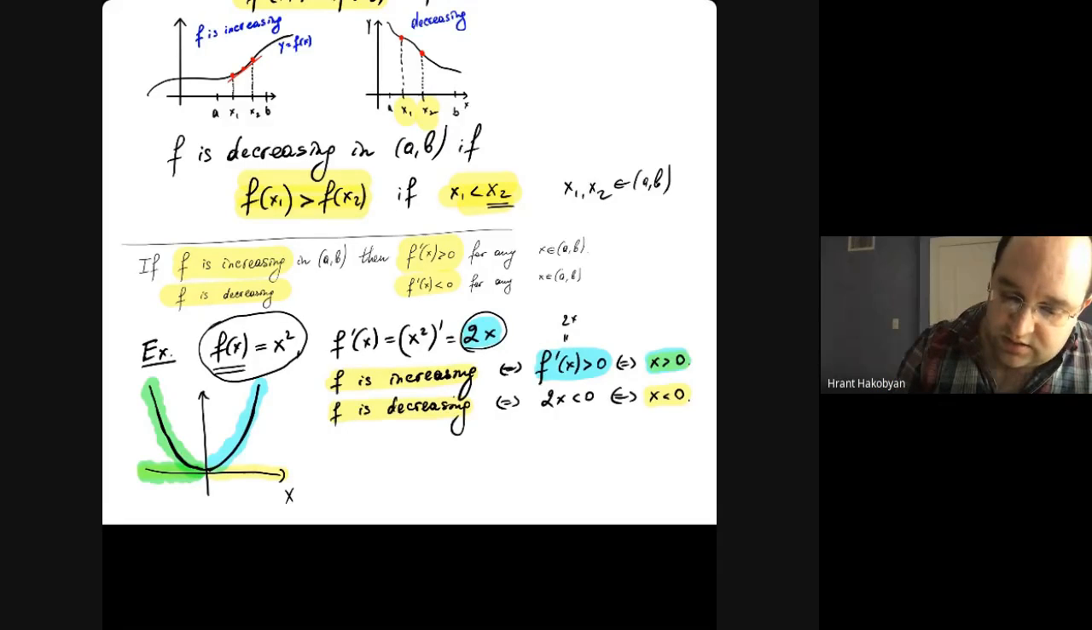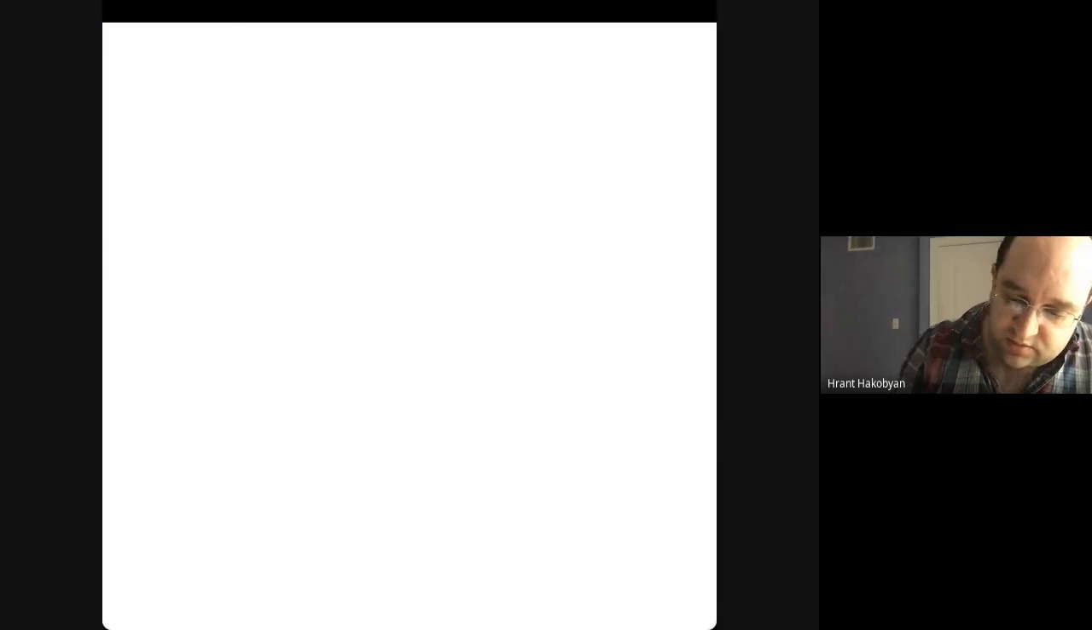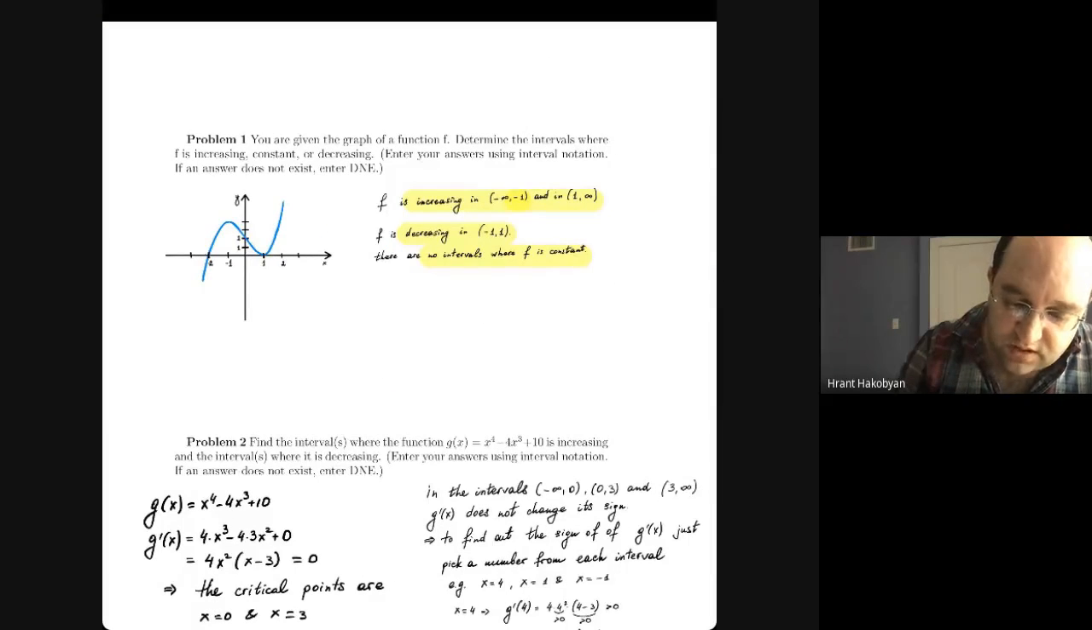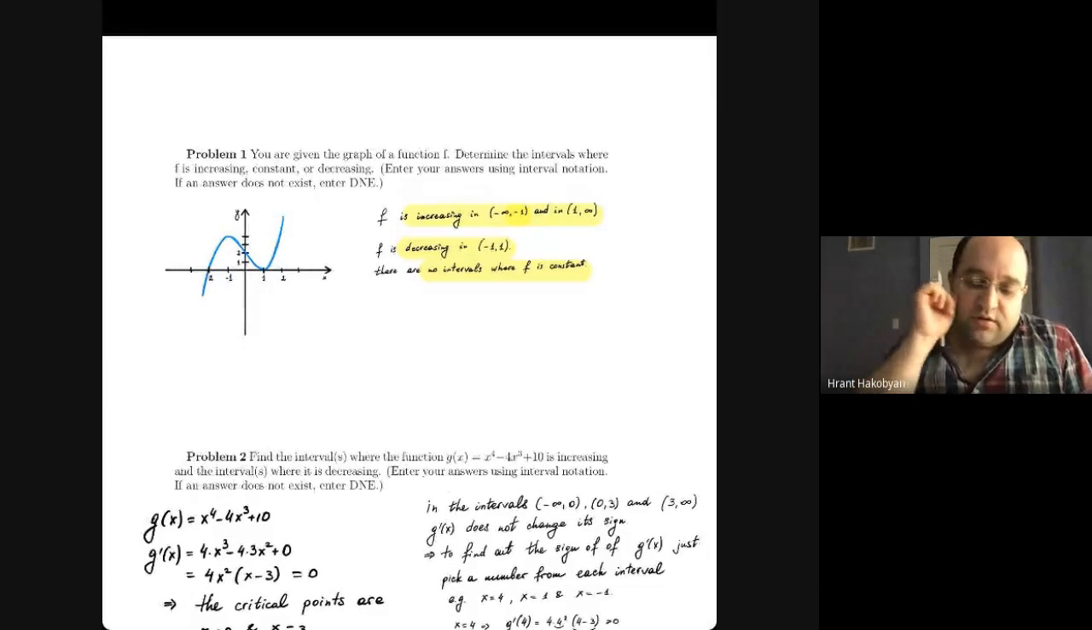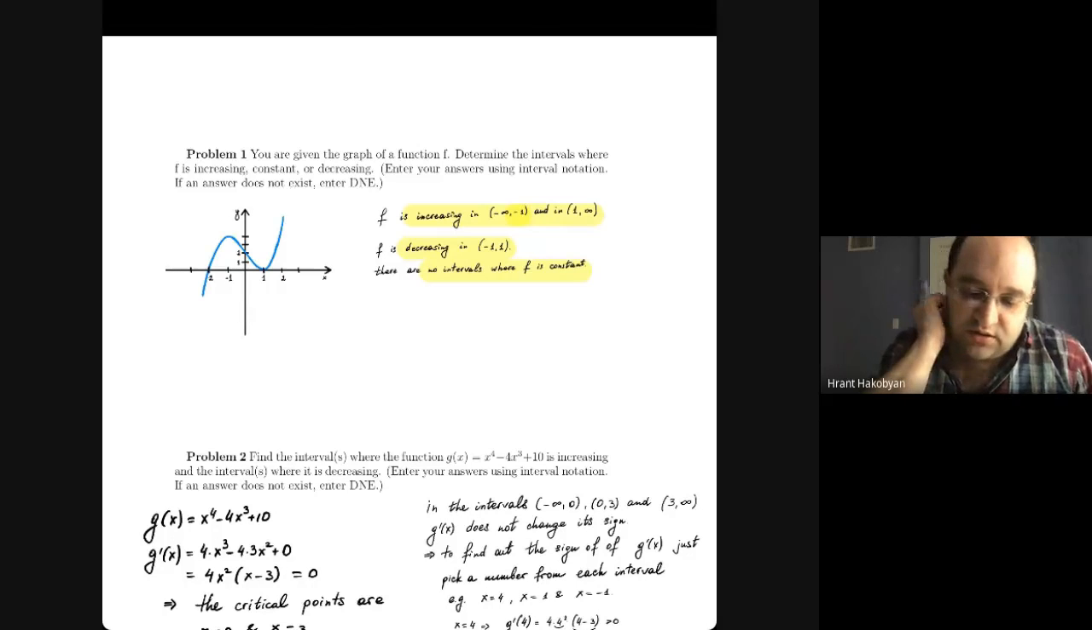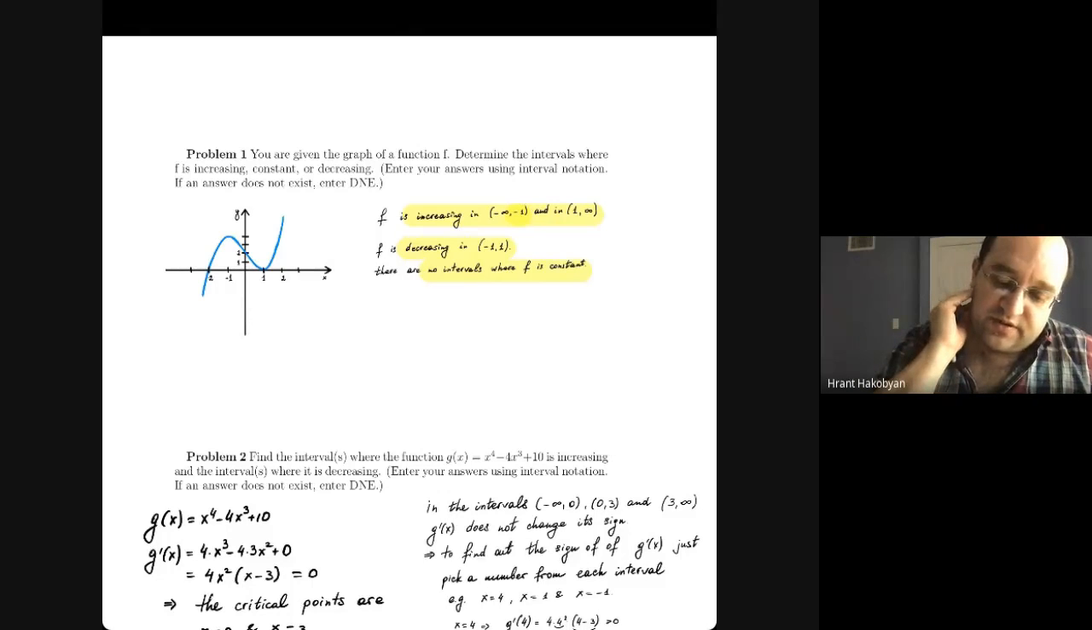Okay. So let's do a similar example here. Here is the problem. You're given the graph of a function. Determine the intervals where f is increasing, constant, or decreasing.